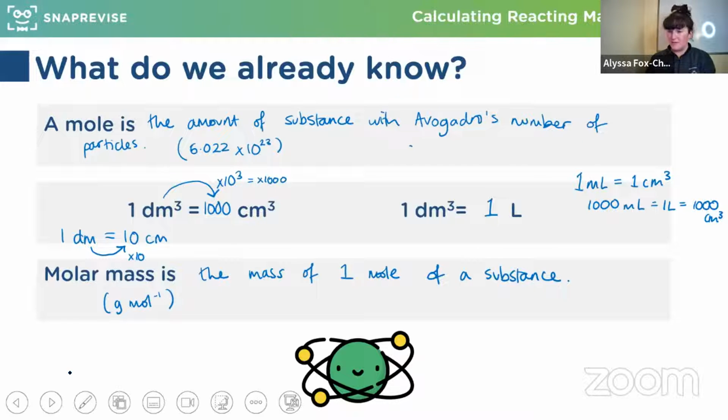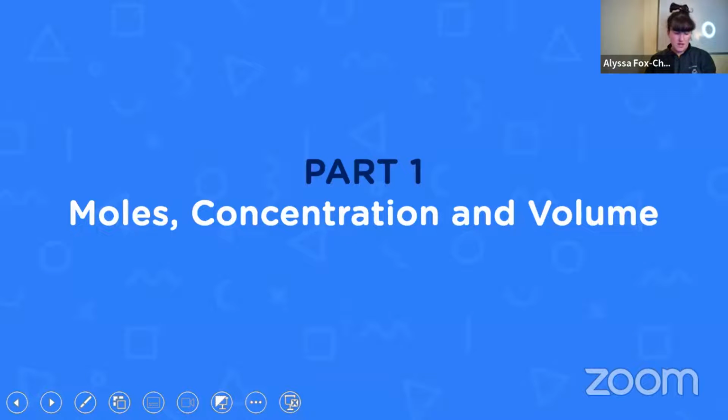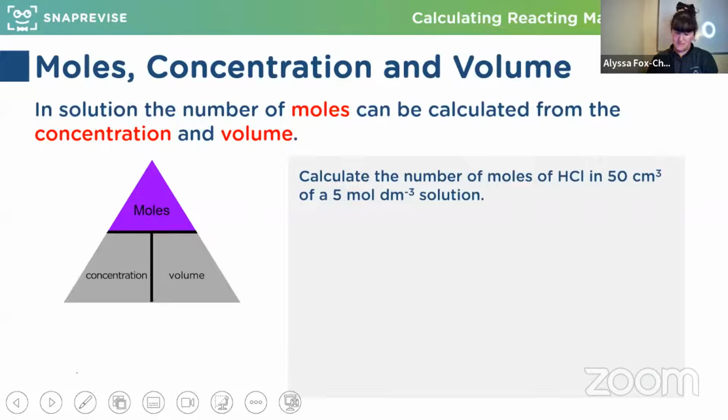Okay, if anybody is not happy with any of that, then do drop a message in the comments. Otherwise, we're going to move swiftly forwards to see if we can get any of these questions done. So first of all, we're going to look at moles, concentration and volume. Again, this might be, or hopefully will be, revision to you. If it's not, don't worry. It's not much more difficult than GCSE. But we should know the relationship between moles, concentration and volume.